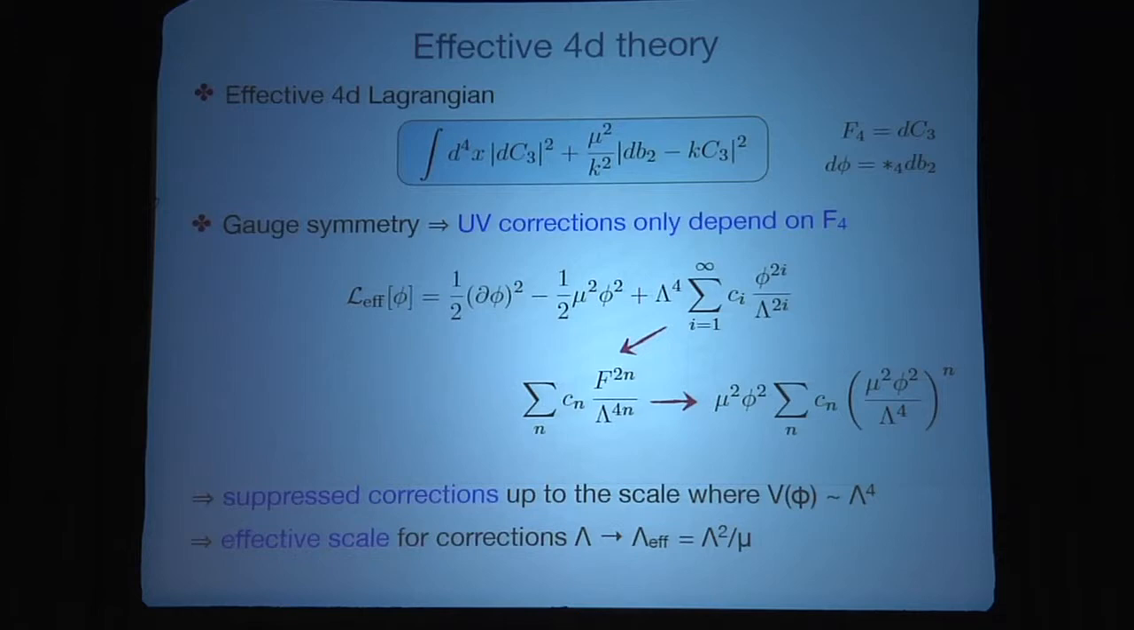And second, you have this initial lambda. It's suppressed, so you get a new effective lambda, which is basically this quantity, lambda squared divided by mu, where mu is, remember, the mass of the inflaton. Okay? So this is something that Kaloper and others already worked out, and also Lorentz, from the four-dimensional point of view, but it's something that will happen in any string model realization that achieves this gauge invariant, or this effective Lagrangian.